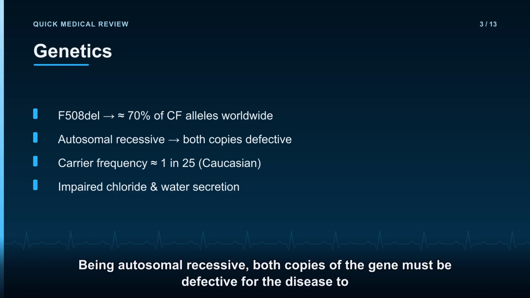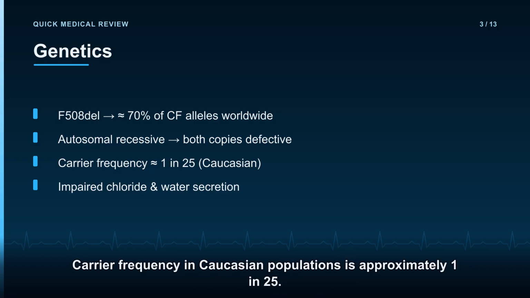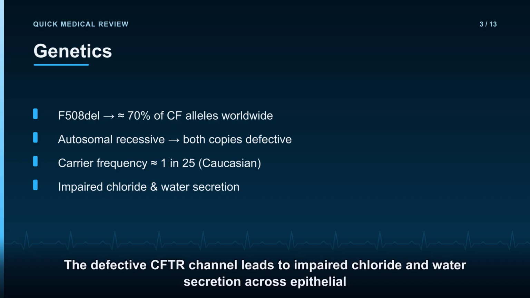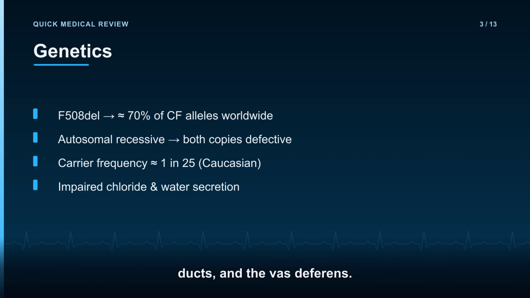Being autosomal recessive, both copies of the gene must be defective for the disease to manifest. Carrier frequency in Caucasian populations is approximately 1 in 25. The defective CFTR channel leads to impaired chloride and water secretion across epithelial surfaces, producing thick, viscous secretions that obstruct airways, pancreatic ducts, bile ducts, and the vas deferens.